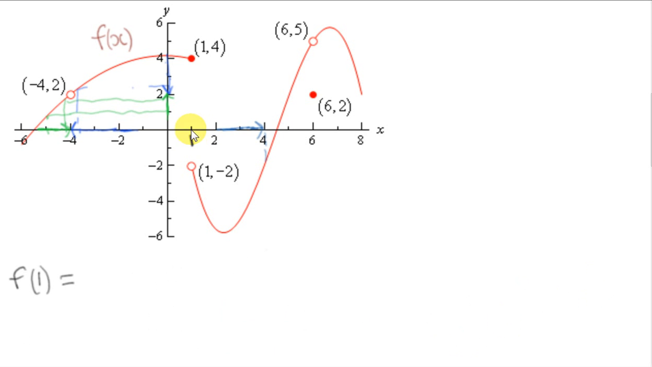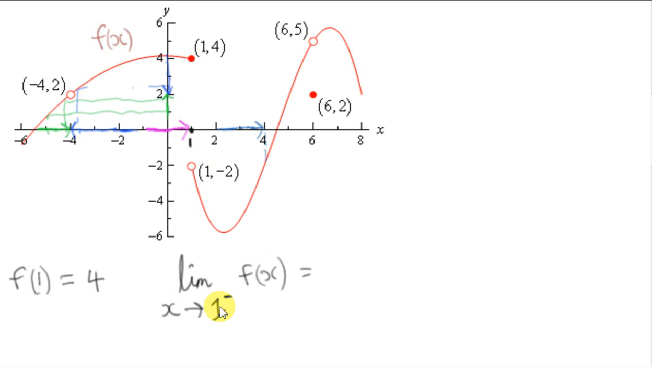Now, as we saw earlier, notice that f of 1 is equal to 4. The point 1, minus 2 has been removed. We can't have a function having more than one value at a given value of x. So at x equals 1, we can't have the function equal to 4 and minus 2 at the same time. Functions must have a unique value for each value of x.